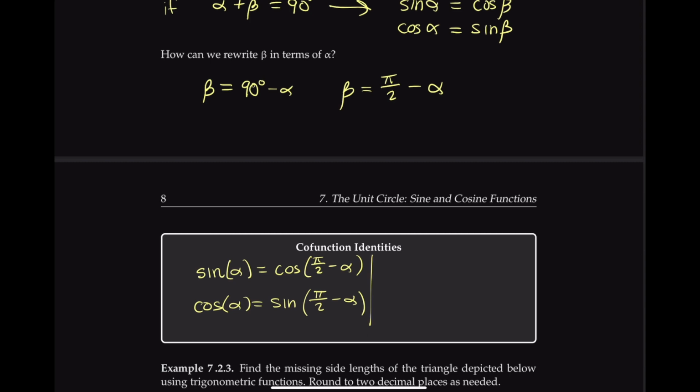We could also write these in degrees, and then we would have the sine of alpha equals the cosine of 90 degrees minus alpha, and the cosine of alpha equals the sine of 90 degrees minus alpha. These are identities because no matter what angle we put in for alpha, these will always hold. These are always true.